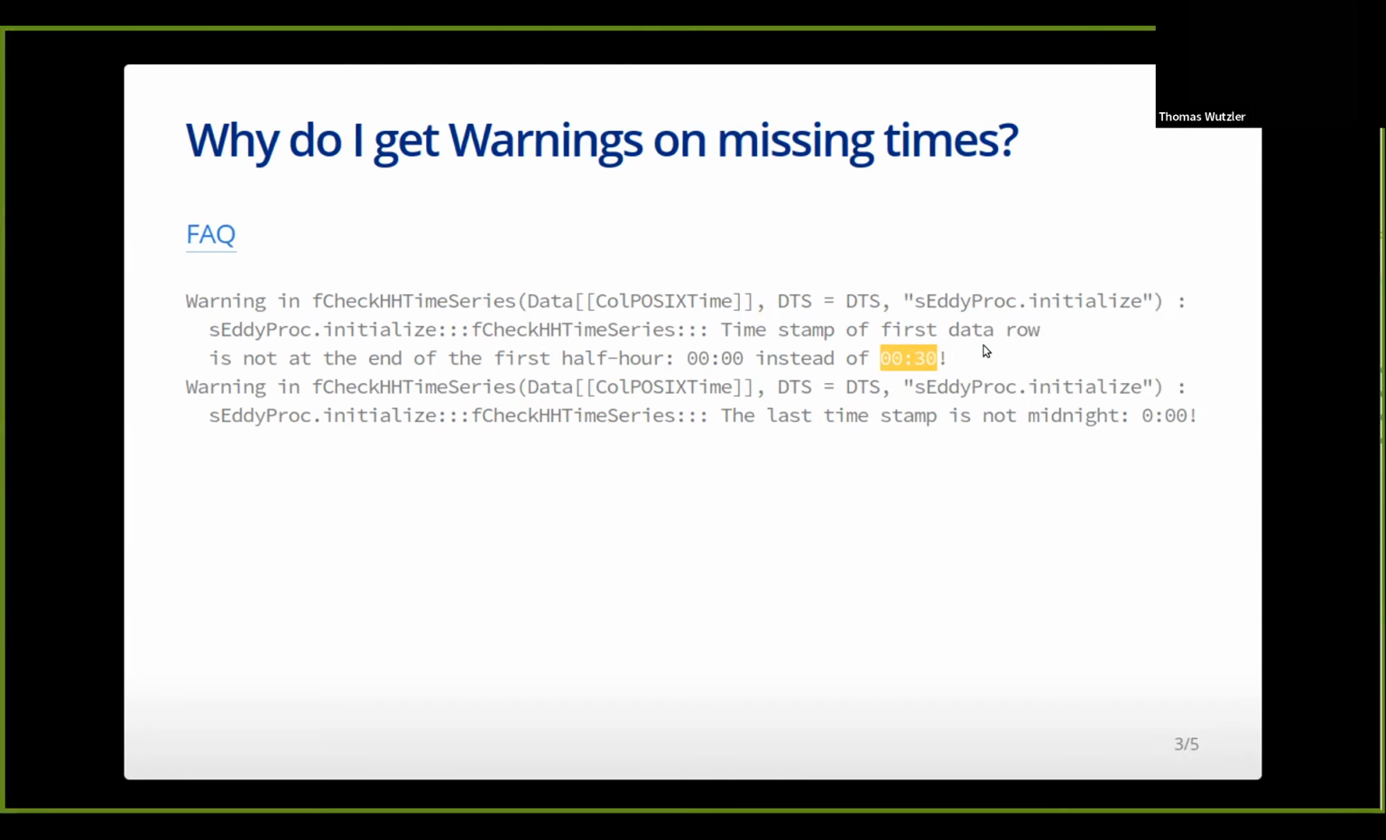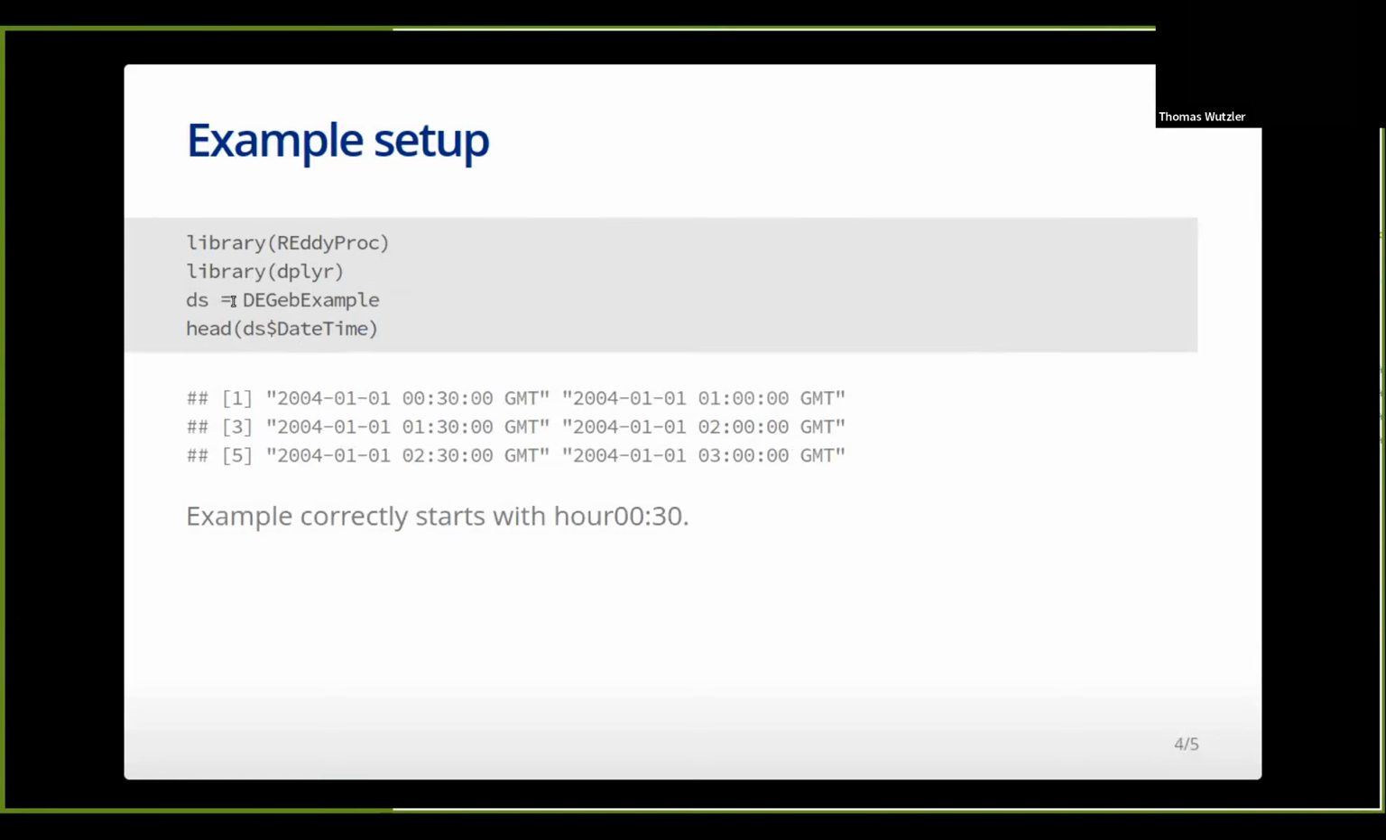So how does this happen? If we load the REddyProc library and then the famous dplyr library to fly around with our data, we see that the example data for 2004, in the DE-Tha example, ends at 0:30, half past midnight. So this is the correct way that your data should be prepared.